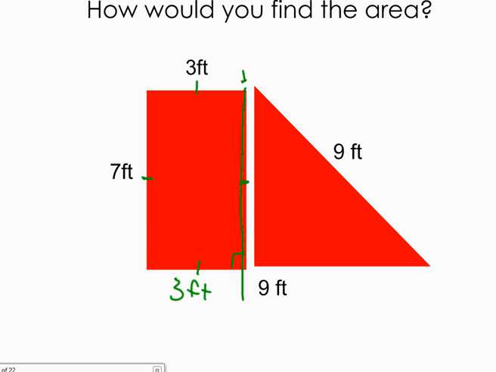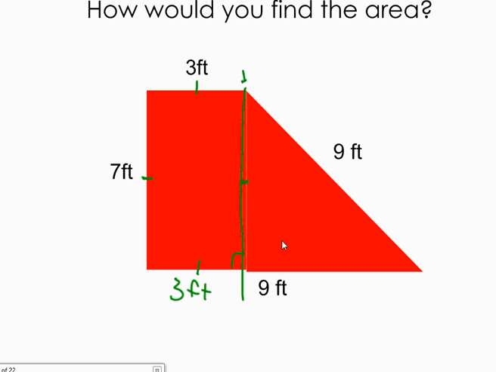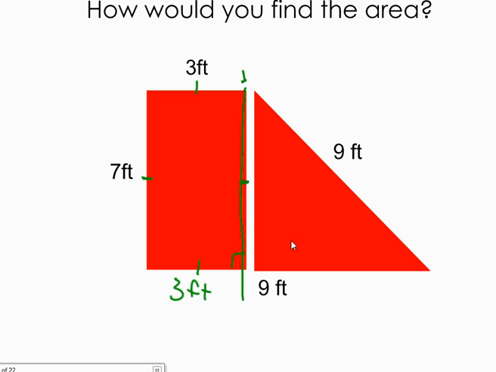Well, when this is together, the whole thing is 9 feet, and I take it apart, this section is 3 feet, that tells me that this remainder is 6 feet. That also tells me that this right here is 7 feet. So now I have the measurements of my rectangle, and I have the measurements of my triangle.